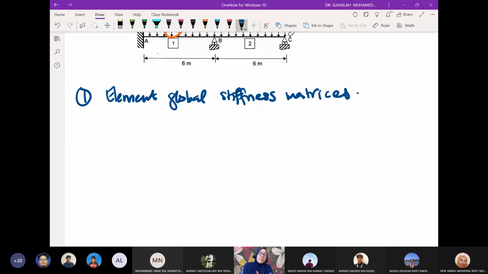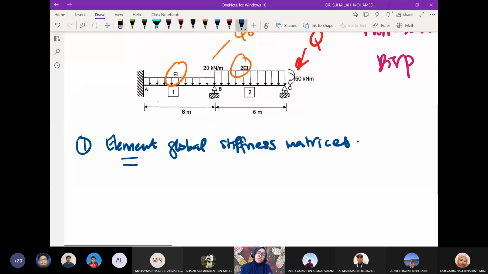Stiffness matrices. Element is for member. So when we use element, remember the symbol must be in small letter. Global, because we have to refer to the global coordinate system. Stiffness matrix means K. Stiffness itself is K. Matrices means that we need to give it in matrix form. And why matrices? Because we have K1 and K2.